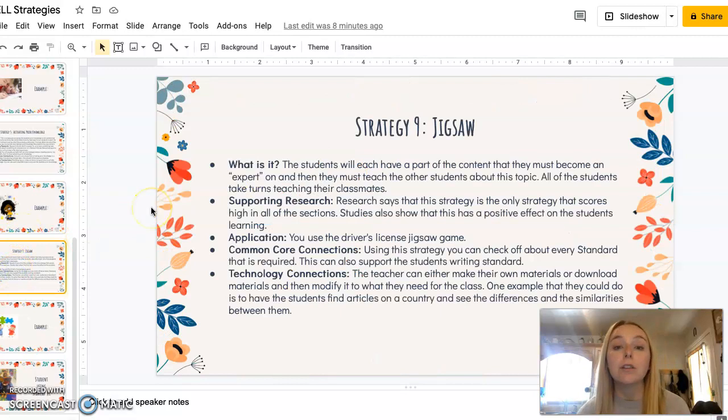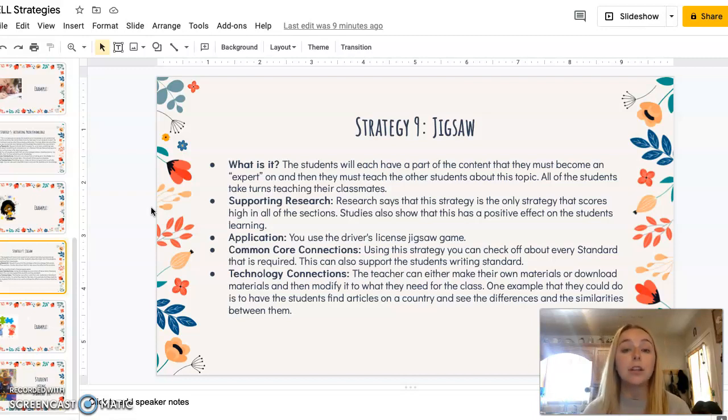And then we have Jigsaw. I'd never heard of this, and so I was really interested in it. This is where each student has a piece of the puzzle of the content, so they must all become experts on this topic, and they all take turns teaching it to their classmates. So they're like the teacher. The research shows that this is the only strategy that scores high in all of the sections of that specific researcher's criteria. Studies also show that this has a positive effect on the students' learning.